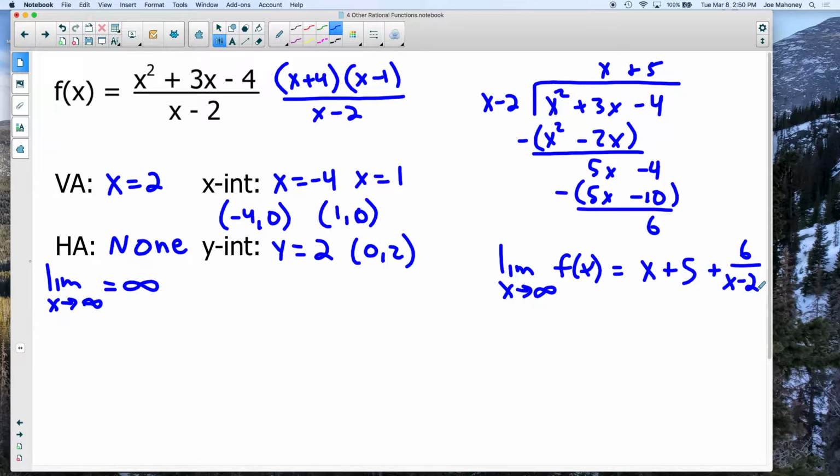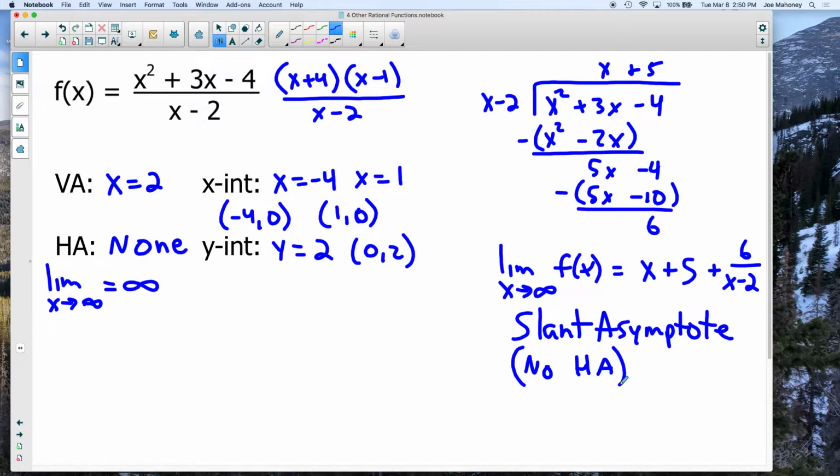So what this is telling me then is as x gets really, really, really large, and also very small, we can do the same thing for negative infinity, this graph looks a lot like the line y equals x plus 5. So we're going to call this a slant asymptote. And the slant asymptote occurred because there was no horizontal asymptote. If the limit goes off to infinity, let's check for a slant asymptote. And that slant asymptote is going to be the equation y equals x plus 5. I'll show you what that looks like in a minute.